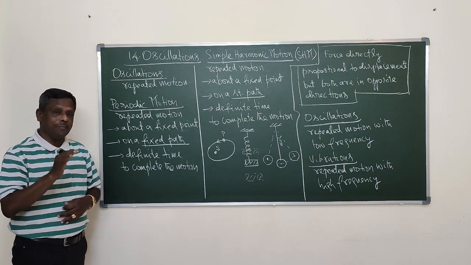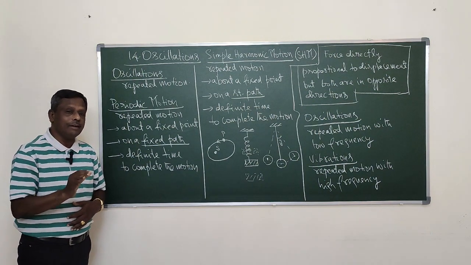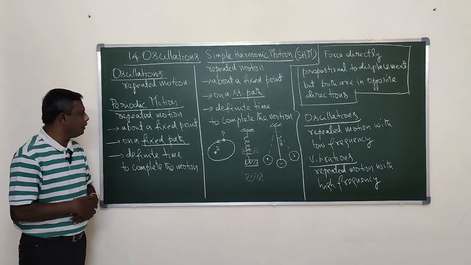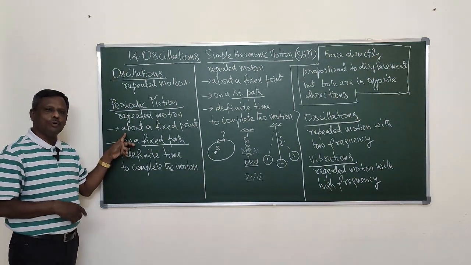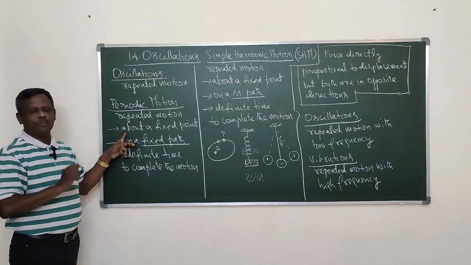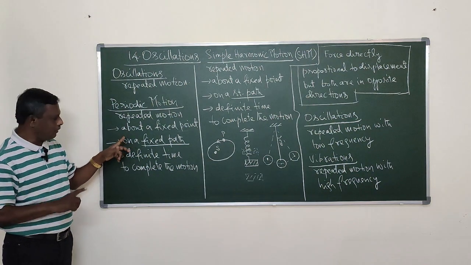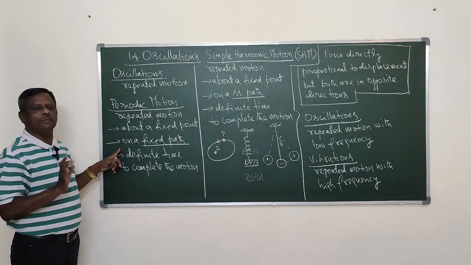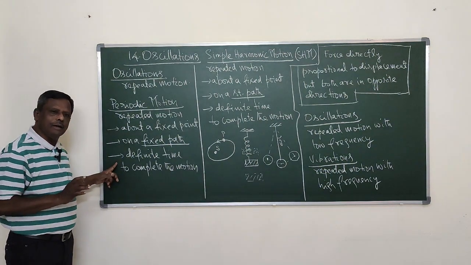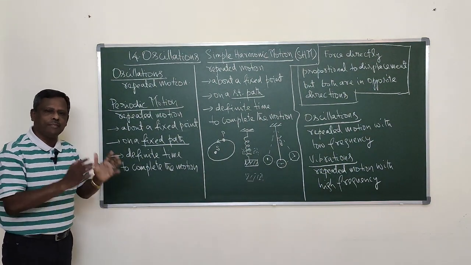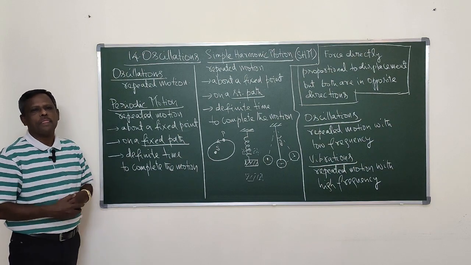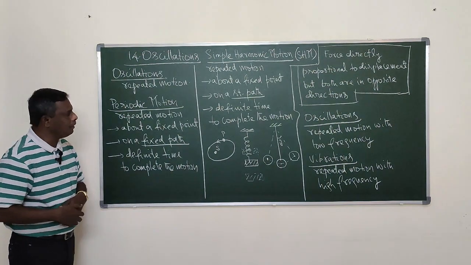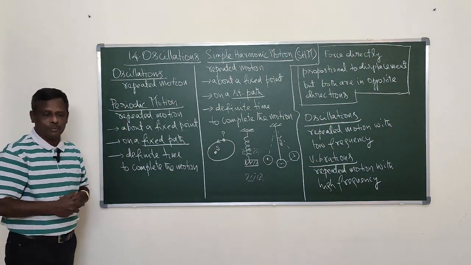But when it makes repeated motion, certain conditions it has to fulfill. What are they? The repeated motion should take place about a fixed point. That's the first condition. Second condition, the repeated motion should be on a fixed path. And third condition, the motion should take a definite time to complete. If these three conditions are fulfilled, then the motion can be called a periodic motion.